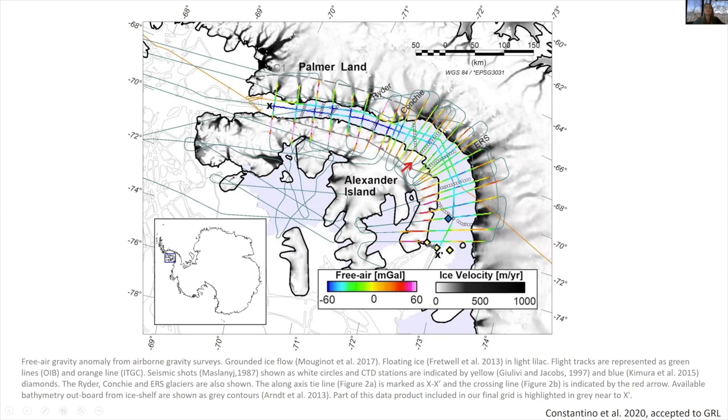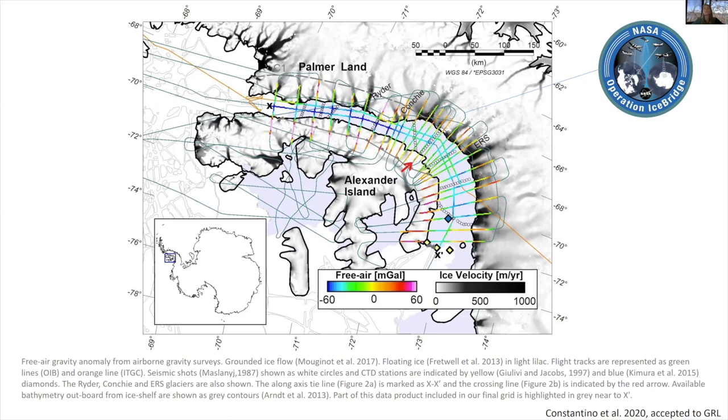So here, everywhere I have green lines, they represent the flights from Operation IceBridge, and the orange ones from IPGC. Along the flights, we have 29 free air gravity profiles. And between these free air gravity profiles, we have these circles here. They represent seismic depths that we have used to constrain our model. We also use CTD depths presented here as blue and yellow diamonds.